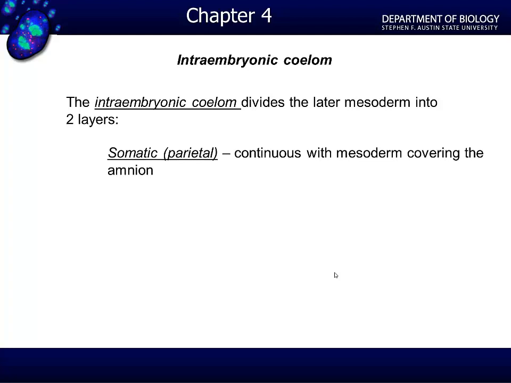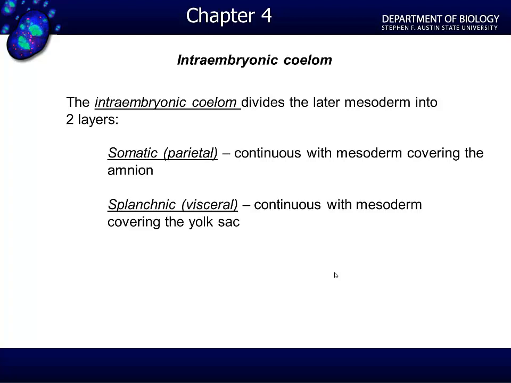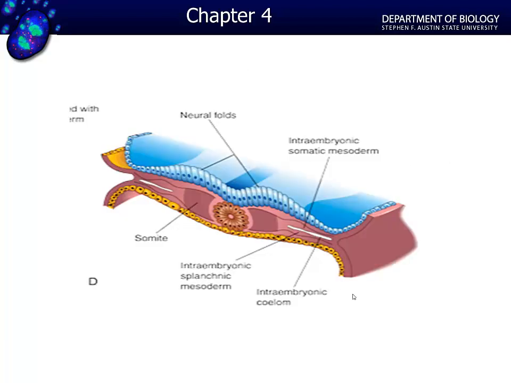Now, what we see as we divide that mesoderm in the lateral plate, because of this horseshoe-shaped intraembryonic coelom, we're going to divide it into the somatic and the splanchnic mesoderm. The somatic is going to be continuous with the amnion and attached. The splanchnic is going to be adjacent to the yolk sac. So again, as I've mentioned before, you can think of these as parietal with our body and visceral with our internal organs. Splanchnic in this case associated with a yolk sac. This is going to be associated with the endoderm and our developing gastrointestinal tract.